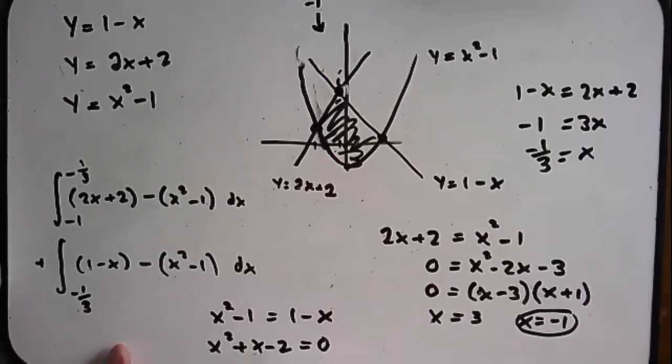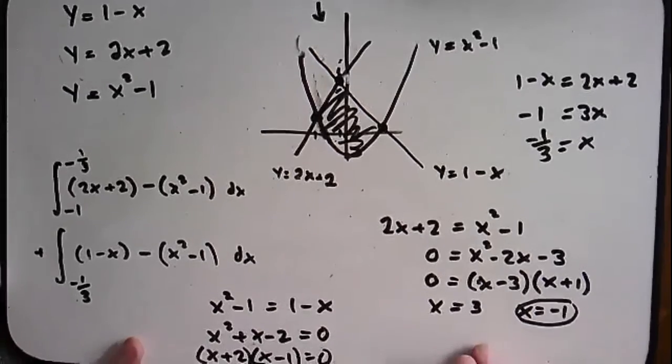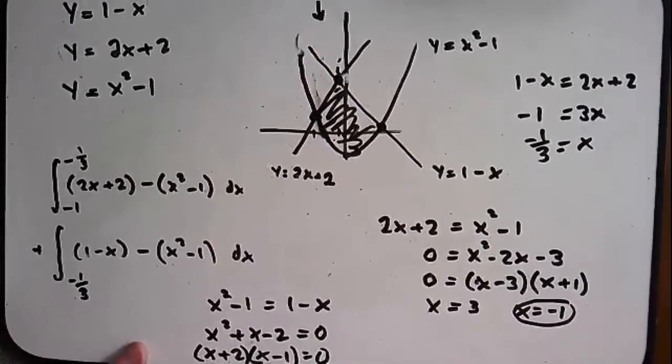And I've set this up so these all factor. You might find somewhere you need to use the quadratic formula. This is x plus 2 times x minus 1 equals 0. So really there are two intersection points, one at x equals -2.